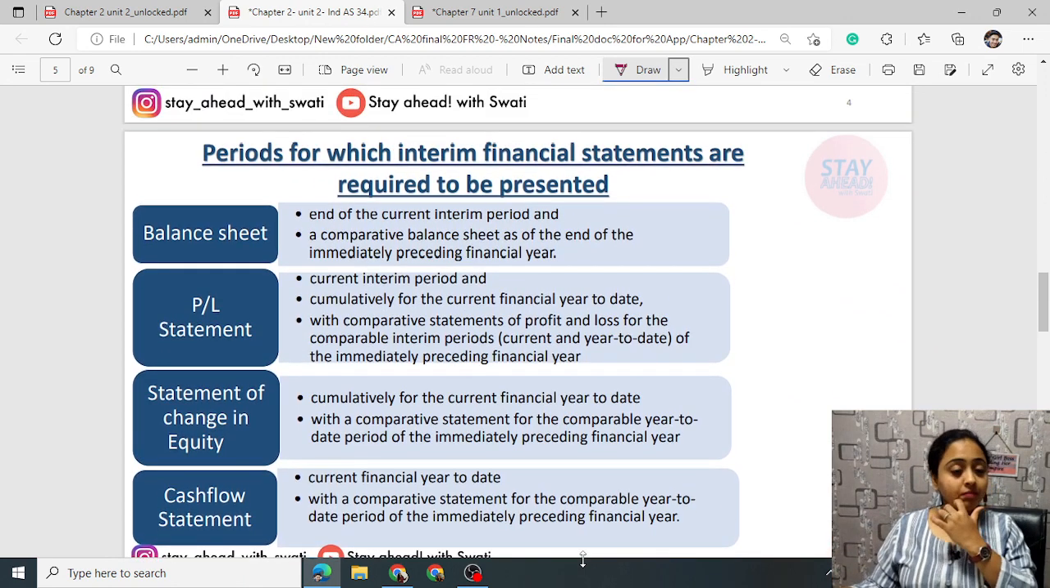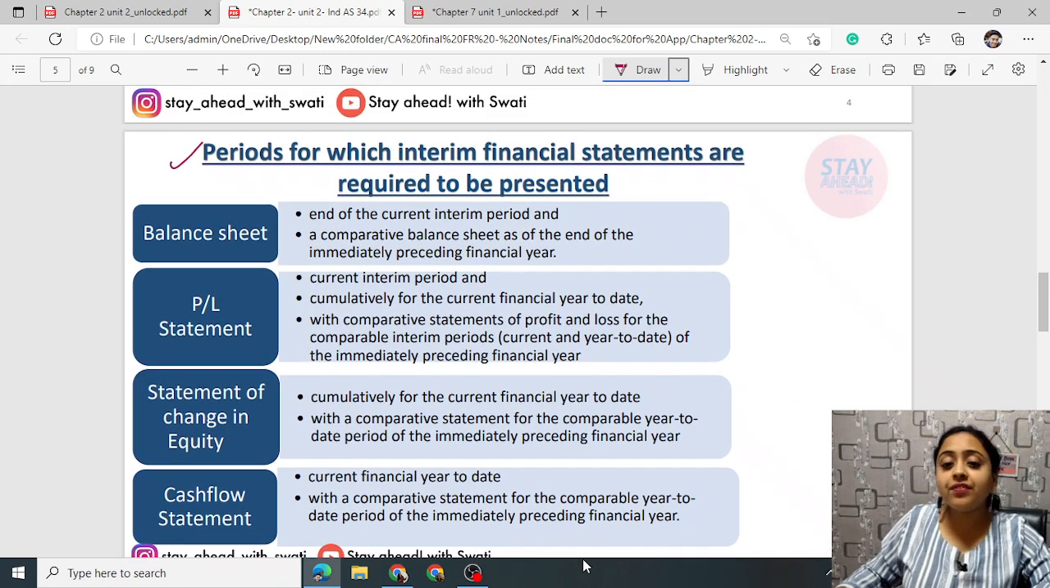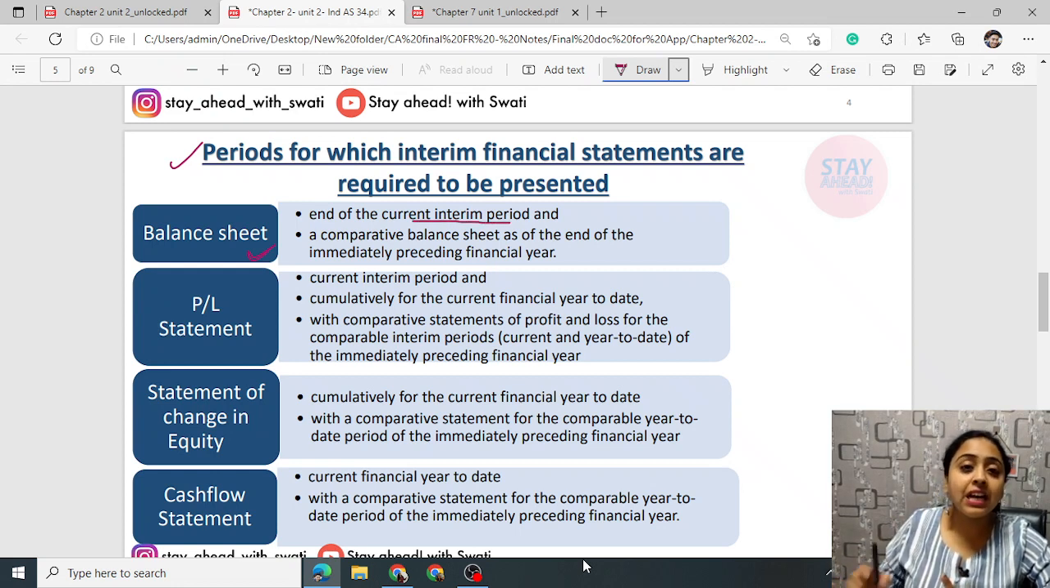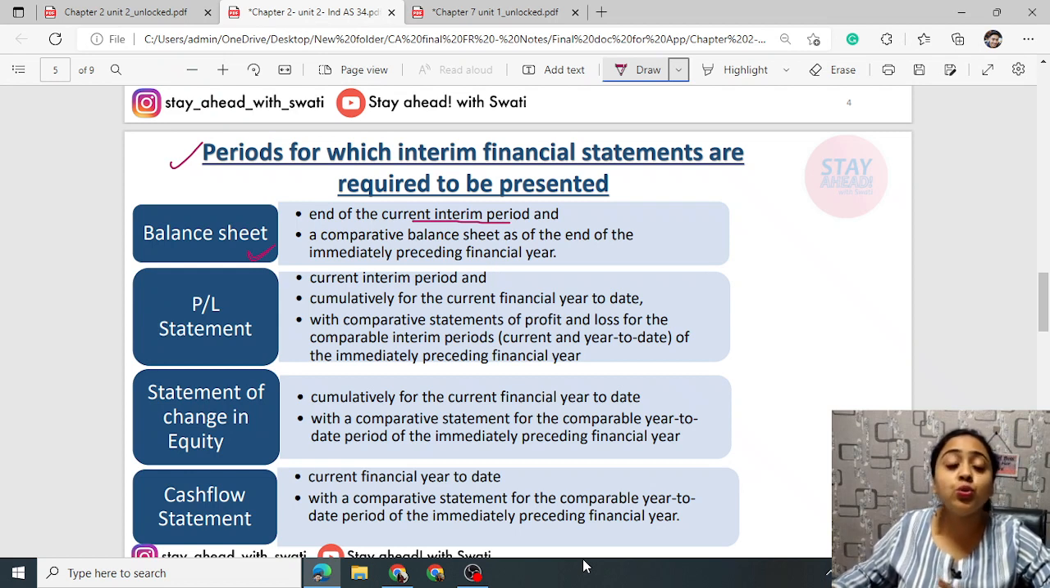Next, periods for which interim financial statements are required to be presented. It should present a balance sheet as of the end of the current interim period. For example, you are preparing for the June quarter, quarter 1, ending June 30. So you should present the balance sheet for the June quarter period and a comparative balance sheet as of the end of the immediately preceding financial year.